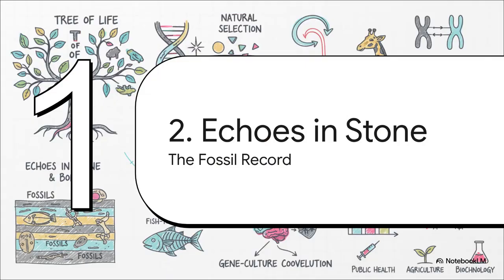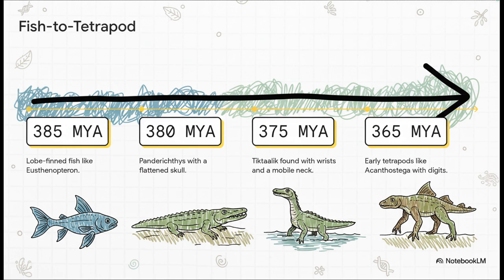Okay, so we've got our engine: mutation, selection, and drift. Now, where do we find the proof that this thing has been running for billions of years? Well, the first place we're going to look is in the rocks right beneath our feet, the fossil record. This is one of my favorite stories in science.